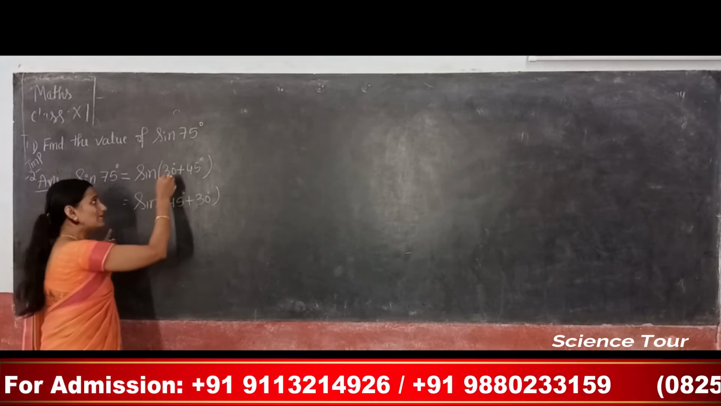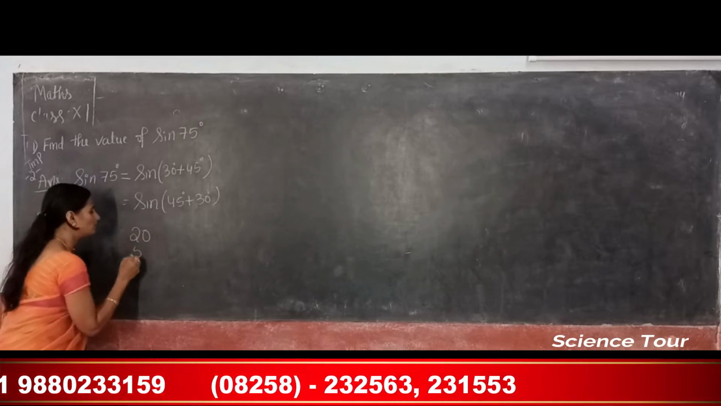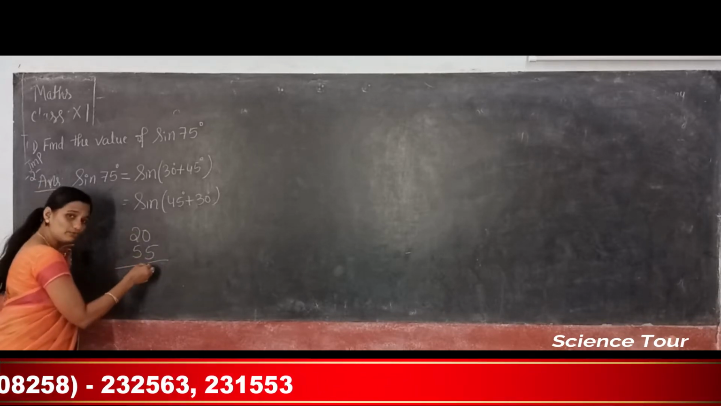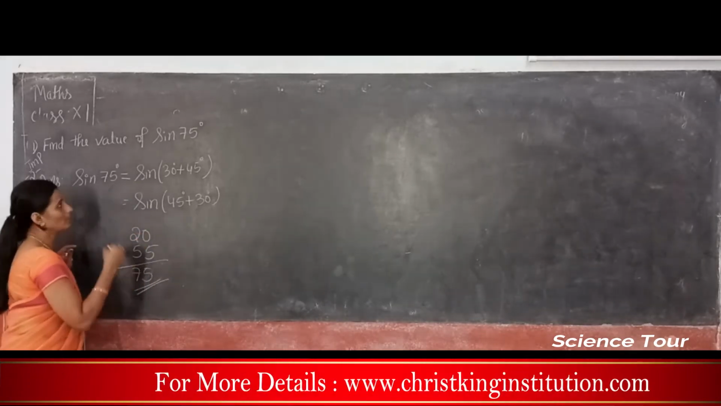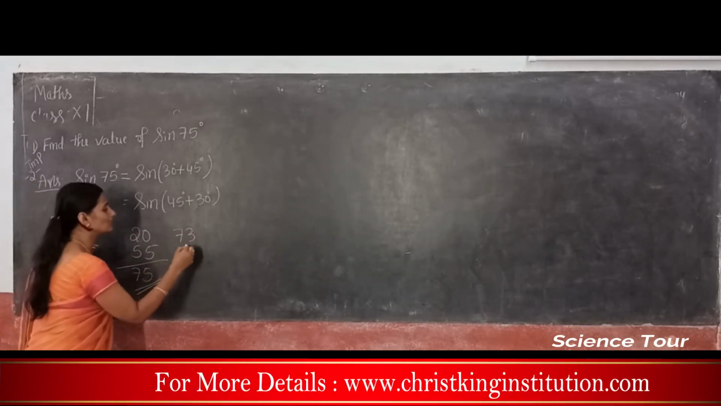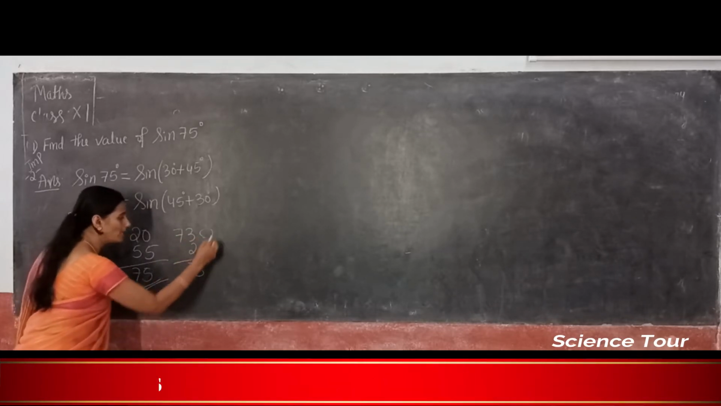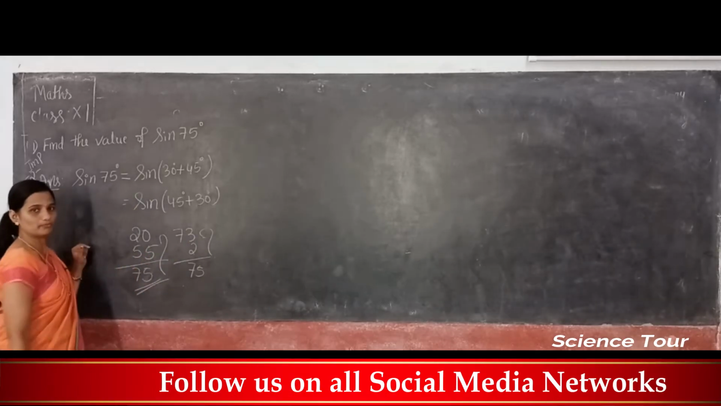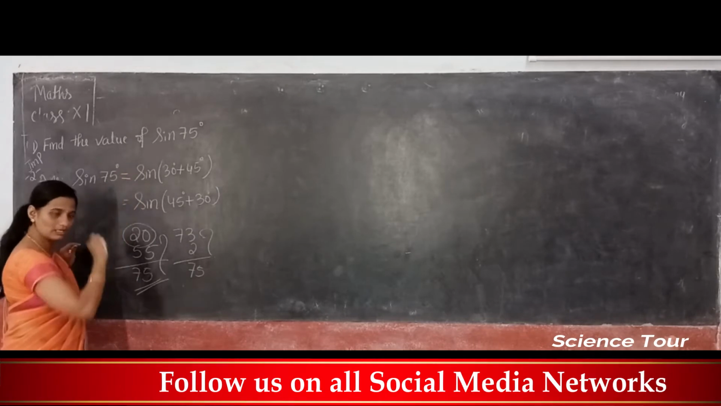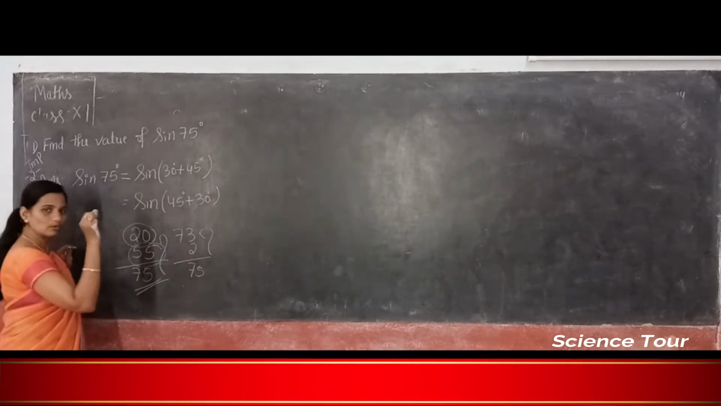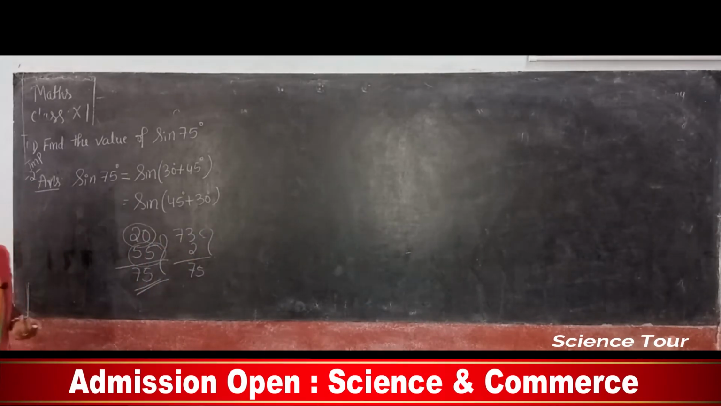So why am I writing this 30 and 45? Can't I write 20 and 55? 20 and 55 also make 75, right? Or why am I not writing 73 and 2? 73 plus 2 is how much here? 75. Why am I not writing in this form? Because 20 degree is not in your table. 55 degree also is not in your trigonometry table. Similarly, these two values are not in your table.